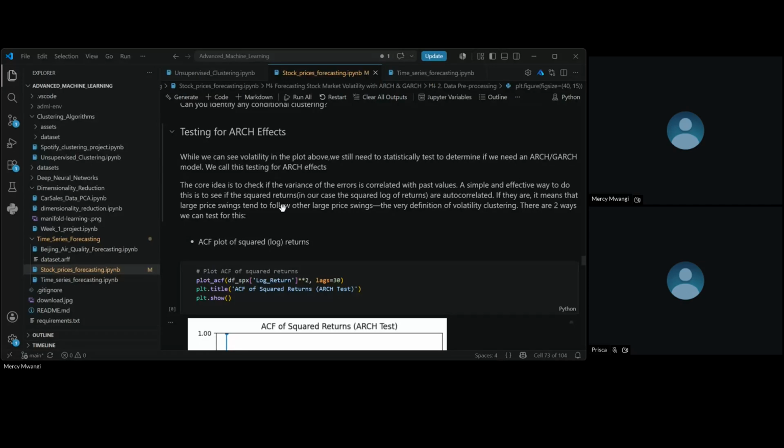So if I know the volatility of last week, I can calculate the volatility of today because they are correlated with each other. Right? So while you can see volatility in the plot above, we still need to statistically test to determine if we need ARCH and GARCH models. And this is what we call testing for the ARCH effects. The core idea is to check if the variance of the errors is correlated with past values. And that's just checking if your time series data actually has conditional clustering.